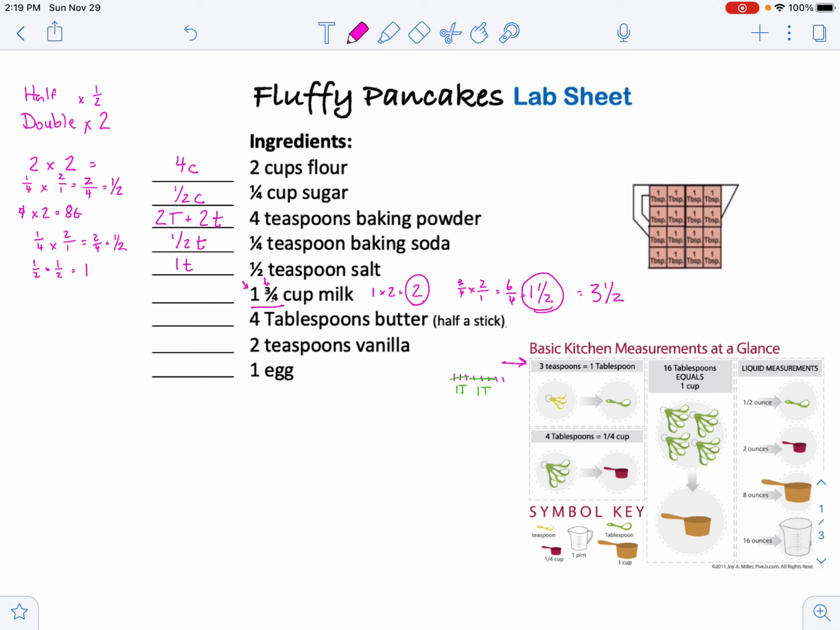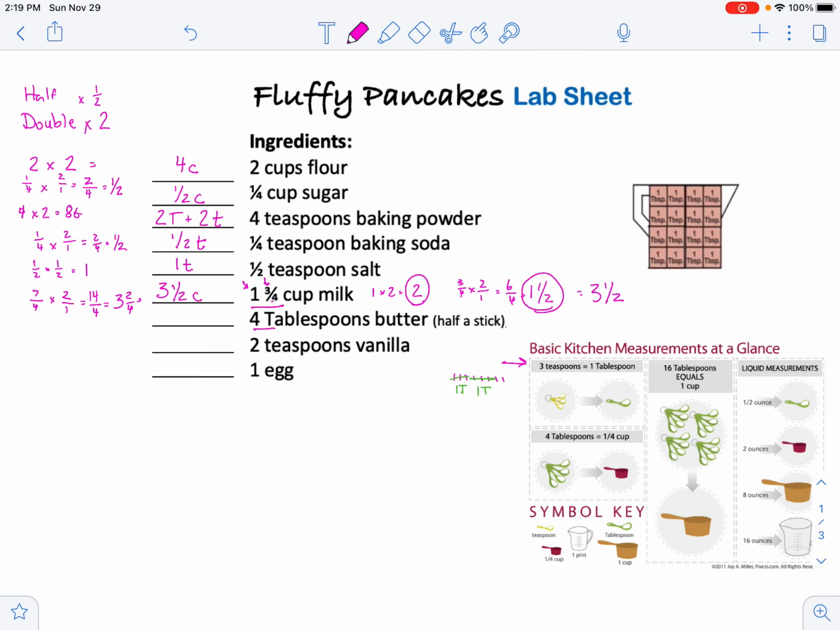The other way you can do it is turn it into a mixed fraction right away, which would be 7/4 times 2, or 2/1, equals 14/4. How many times does 4 go into 14? It goes in 3 times. You're left with 2/4, which then reduces down to 3 1/2.